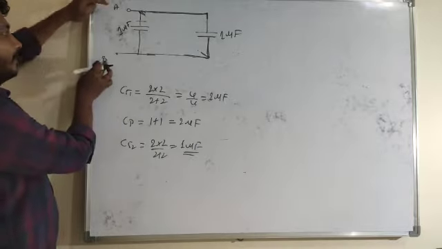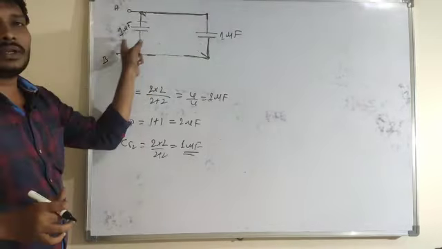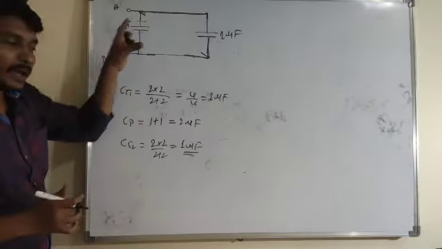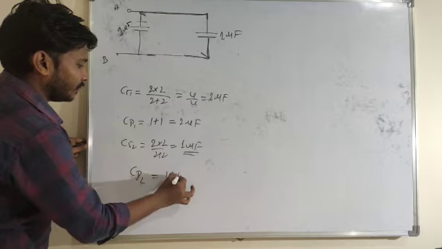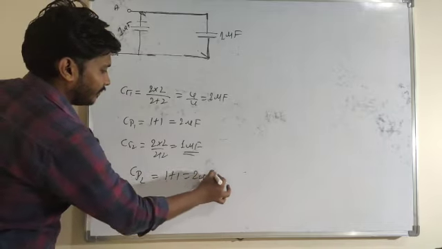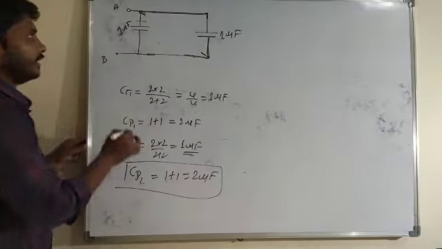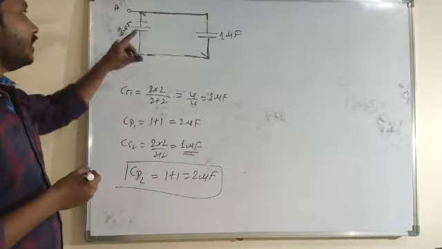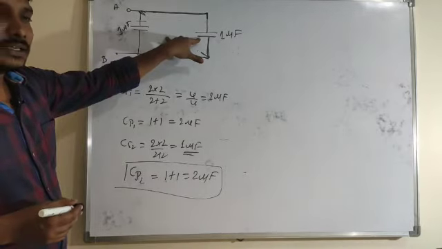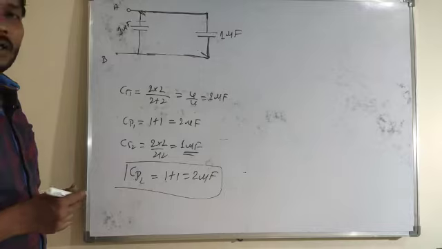Now finally, between A and B, I got two capacitors. What is the nature of combination between these two capacitors? That is parallel combination. C of P2 is equal to 1 microfarad and 1 microfarad, so the final capacitance value is 2 microfarad. Finally these two capacitors are in parallel combination. Effective capacitance between A and B is 2 microfarad here.